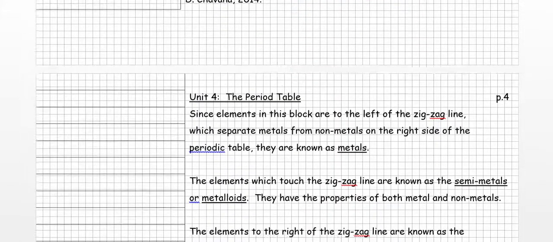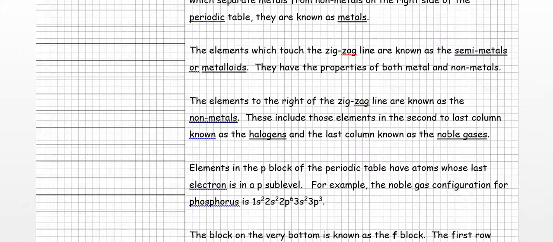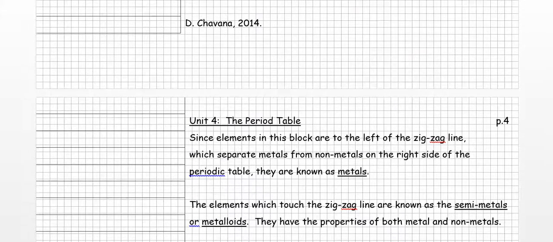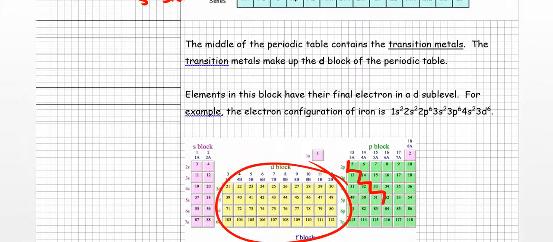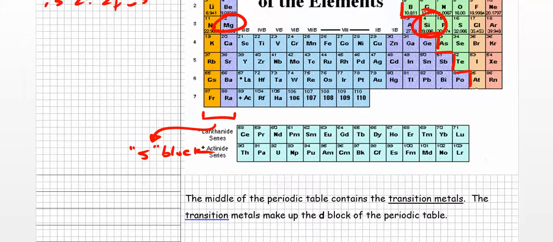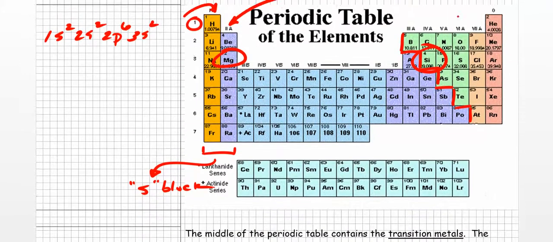So we're just getting some kind of a feel for what types of elements are positioned where on the periodic table. It says the elements to the right of the zigzag line are called the nonmetals. These include the elements in the second to the last column known as the halogens and the last column known as the noble gases. So if we look all the way to the right of the periodic table, everything here is a nonmetal. Everything here is not going to be a conductor of heat and electricity, for example.